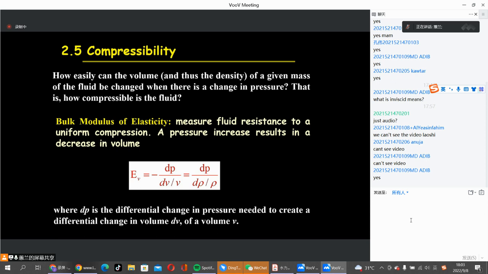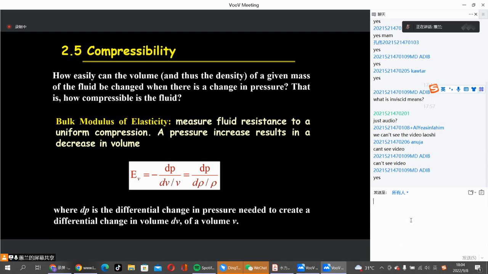Except for viscosity, we have another important property of fluid, compressibility. Compressibility indicates how easily the volume or the density of a given mass of the fluid can be changed when there is a change in pressure. Or we say, how compressible is a fluid? That means whether the volume changes easily or just remains unchanged. We introduce the bulk modulus of elasticity to indicate the measurement of fluid resistance to a uniform compression.